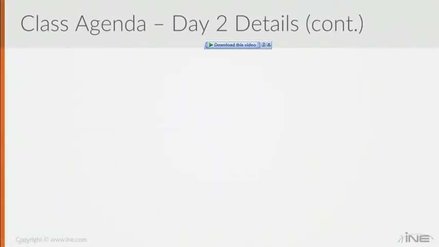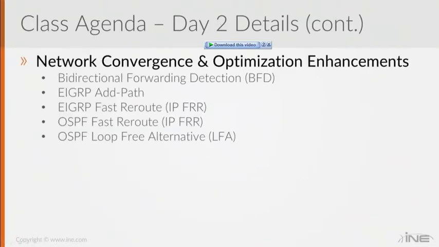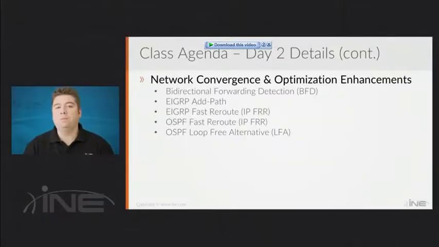Then we'll talk about some network convergence and optimization enhancements. First and foremost, bidirectional forwarding detection, or BFD. It used to be that BFD had very limited support based on the hardware, like it was supported on certain line cards of the 7600 router or Catalyst 6500. Now BFD is pretty much supported everywhere.